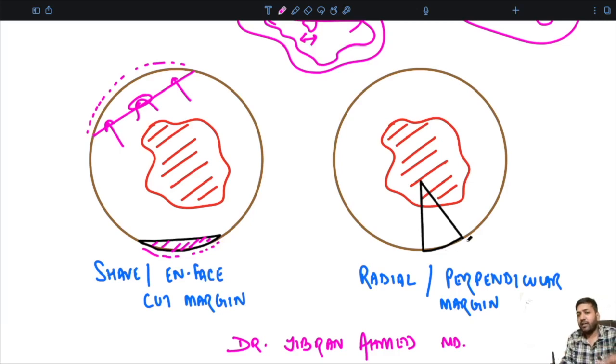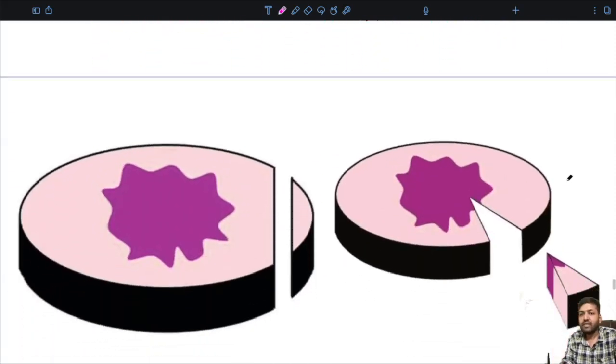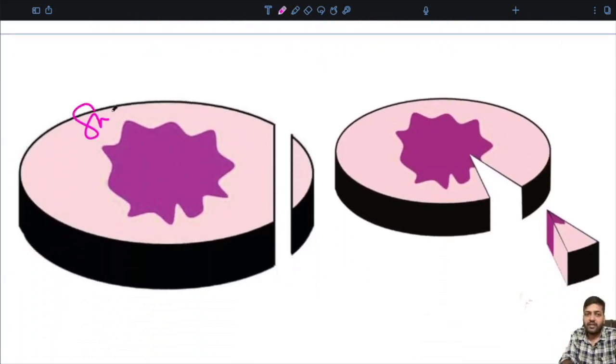Now, if the distance between the margin and the tumor is very close, then in that case, in the same section like over here, the radial or perpendicular margin is taken. Over here you can see the tumor has come, you can see some distance between the tumor and the margin, and the margin has also come over here. This is possible when the entire margin is up to 2 centimeters in length. So this is the basic shave margin, and this is the basic radial margin, as you can appreciate. This is true for any tumor.